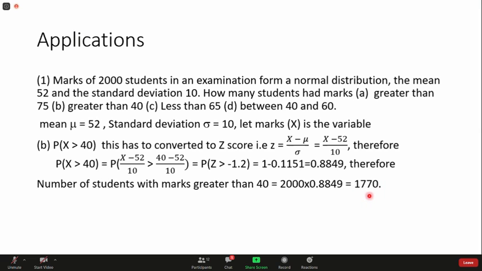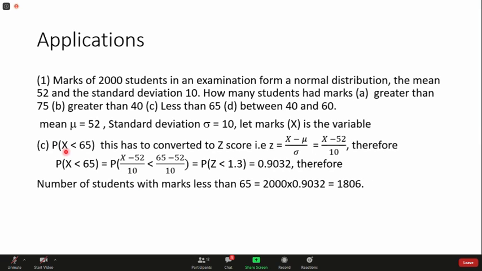Based on this information, we can assume that approximately, out of 2000 students, 1770 students obtain marks greater than 40. Actually, this number, 1770 out of 2000, are greater than 40. So similarly, you can calculate the other one also.